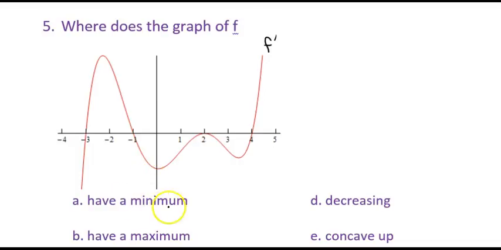So when I'm looking at a derivative graph and I want to find where the original has a minimum, what am I looking for? I'm looking for a change from negative to positive, which happens at -3. We change from negative to positive, and it happens again at 4. So the original is going to have a minimum at -3 and +4.